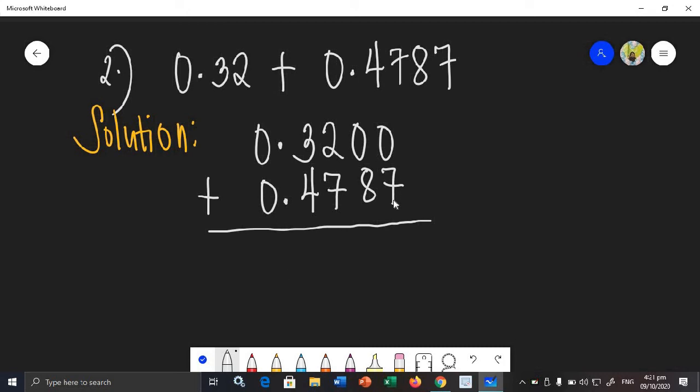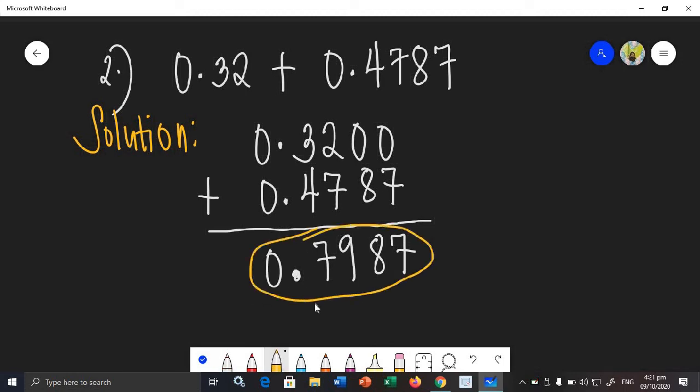So, 0 plus 7, that is 7. 0 plus 8, that is 8. 2 plus 7, that is 9. 3 plus 4, that is 7. Of course, decimal point. Don't forget. And the 0 plus 0, that is 0. Therefore, the sum of example number 2 is 0.7987. That is the sum. Okay?